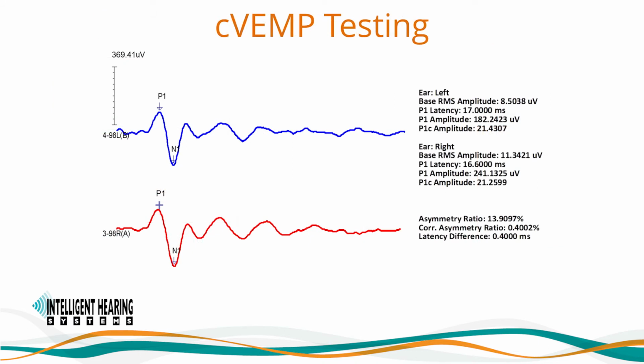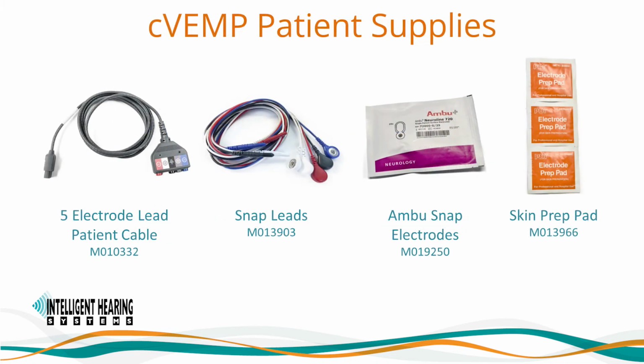With an understanding of key terms, we are now ready to review VEMP testing and apply these concepts. We will begin with cervical VEMPs, or cVEMPs. The following are cVEMP supplies used for testing. If you're using a Duet system, you would use the 5-electrode lead patient cable. To that patient cable, and to any OptiAmp system, you would connect snap leads available in red, blue, white on white, white on gray, or black. You will also use Ambu disposable electrodes and skin prep pads to prepare the skin.